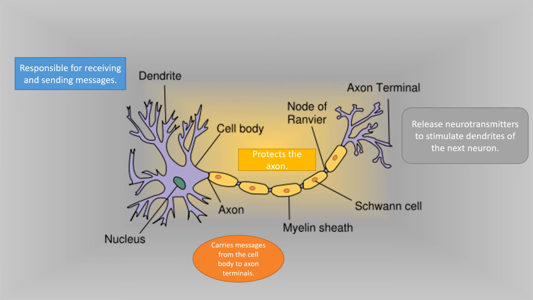Now the myelin sheath, which we kind of talked about sheathing, these basically protect the neuron, and then the axon terminal at the far end there. These are what release neurotransmitters to stimulate dendrites at the next neuron. So we'll talk more about how they send messages and receive messages.